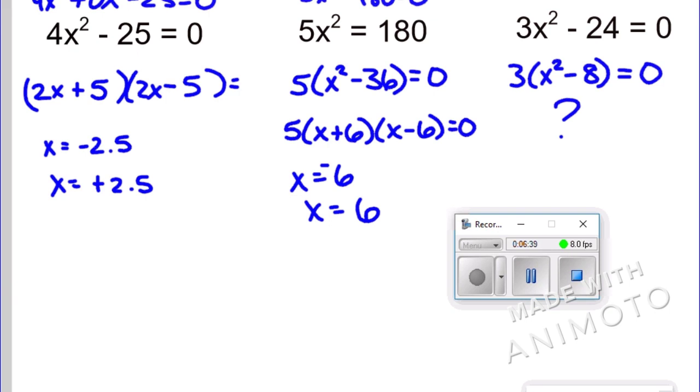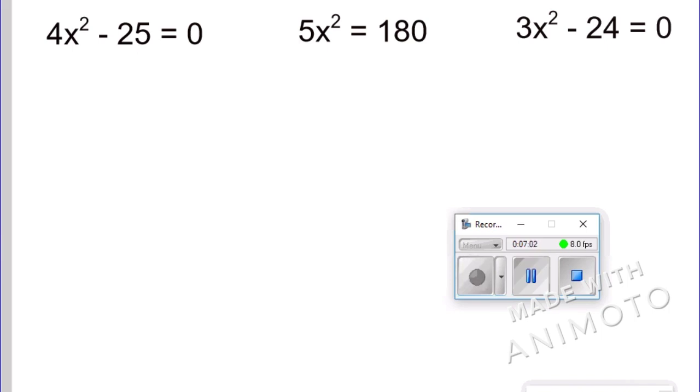And in the third one there, the 3x squared minus 24 equals 0, I couldn't get past, I factored out the 3. And then I have x squared minus 8, and now there's nothing I can factor, because there's nothing that will OI to 0. So there's actually another way we could solve these, and it's actually probably faster. So let me show you that here quickly.